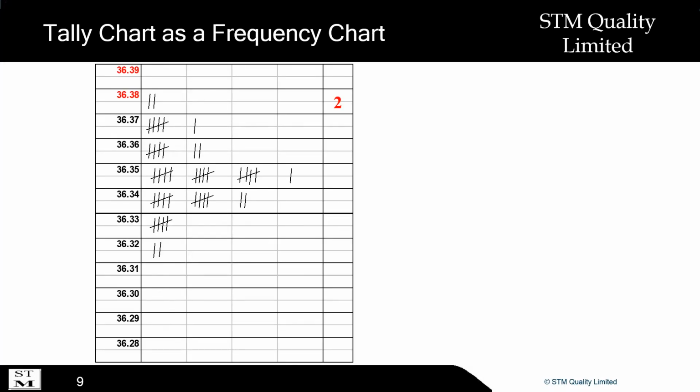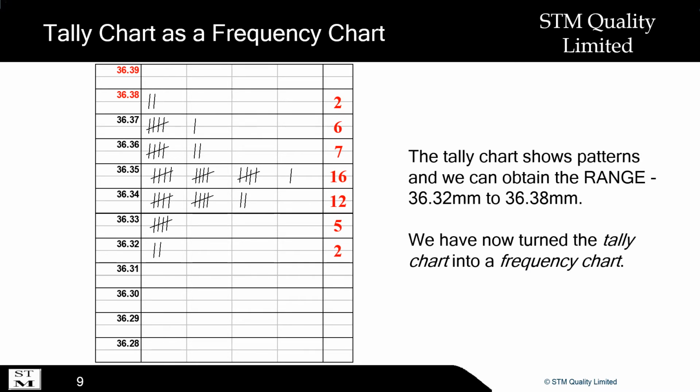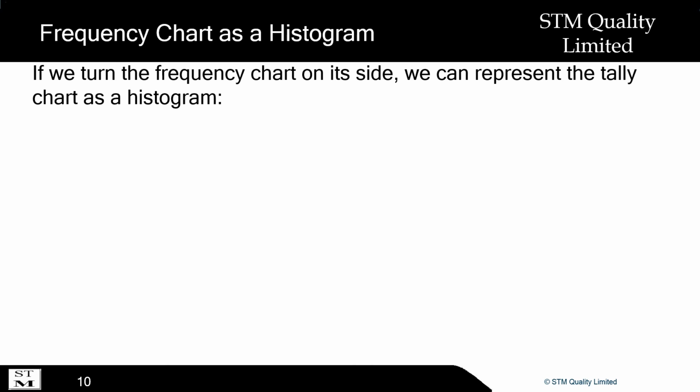So let's take our tally chart. We can total up the number of bore sizes found at each size. And the tally chart shows patterns. And we can obtain the range, 36.32 millimeters to 36.38 millimeters. We've now turned the tally chart into a frequency chart. If we turn the frequency chart on its side, we can represent the tally chart as a histogram.